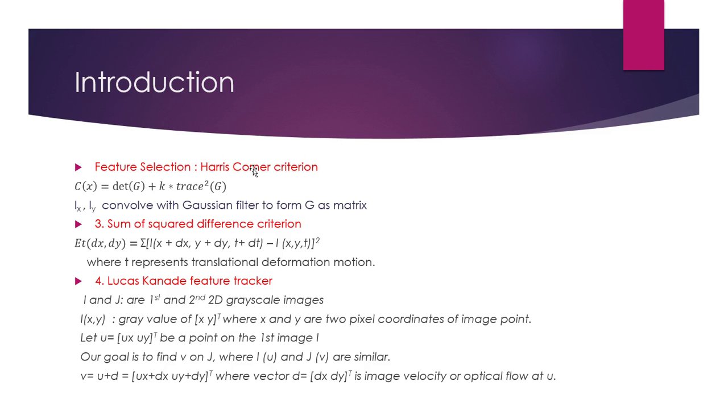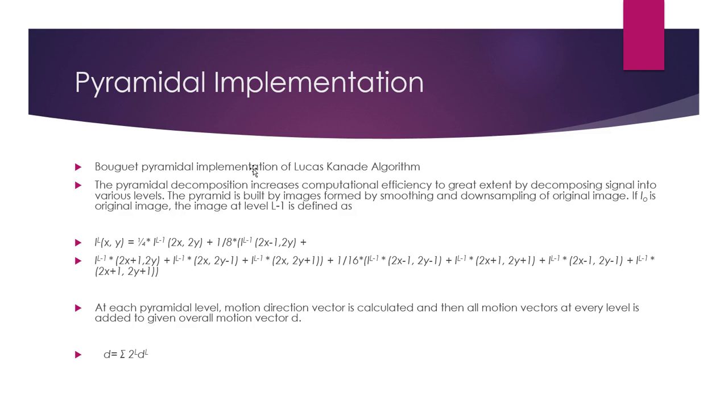Next is the Lucas-Kanade feature tracker, which uses optical flow as a similarity parameter. We find a point v in the second image J, which is similar to the point u in the first image I. Since the Lucas tracker and SSD work well for small sequences, but over long sequences they do not give accurate results, and also they are not robust, we implement the pyramidal implementation of the Lucas tracker.